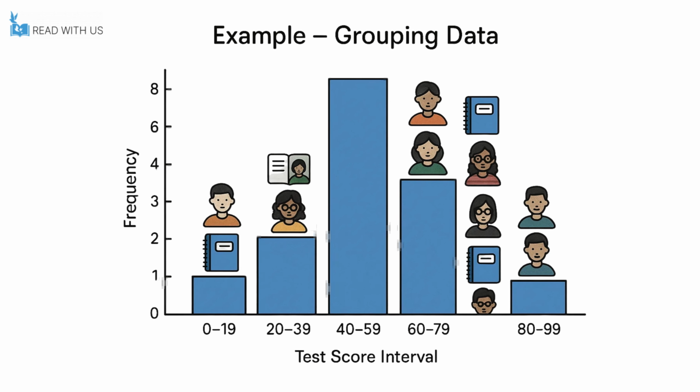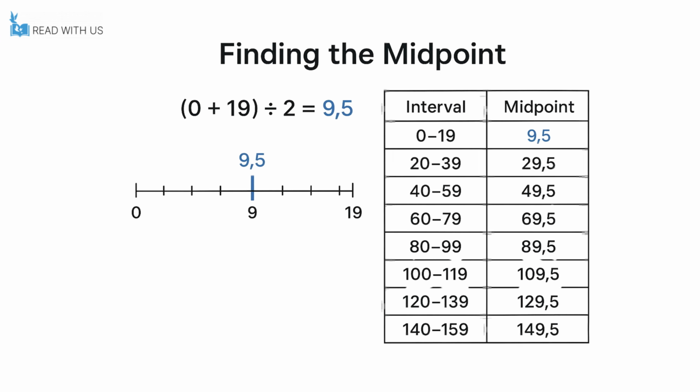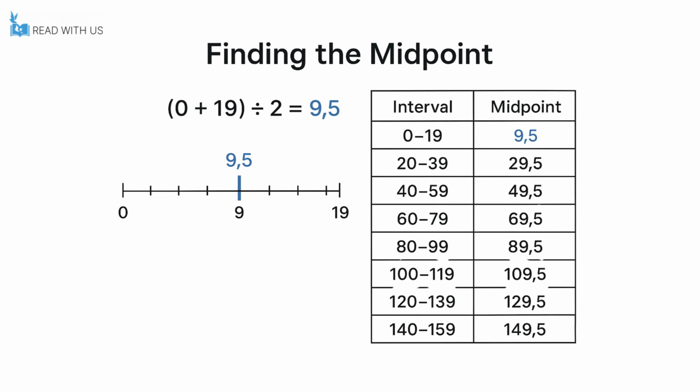For example, if we have test scores between 0 and 100, we can group them in intervals like 0 to 19, 20 to 39, 40 to 59, 60 to 79, and 80 to 99. Each group will have a frequency that shows how many students scored within that range. To estimate the mean from a grouped frequency table, we first find the midpoint of each class interval.